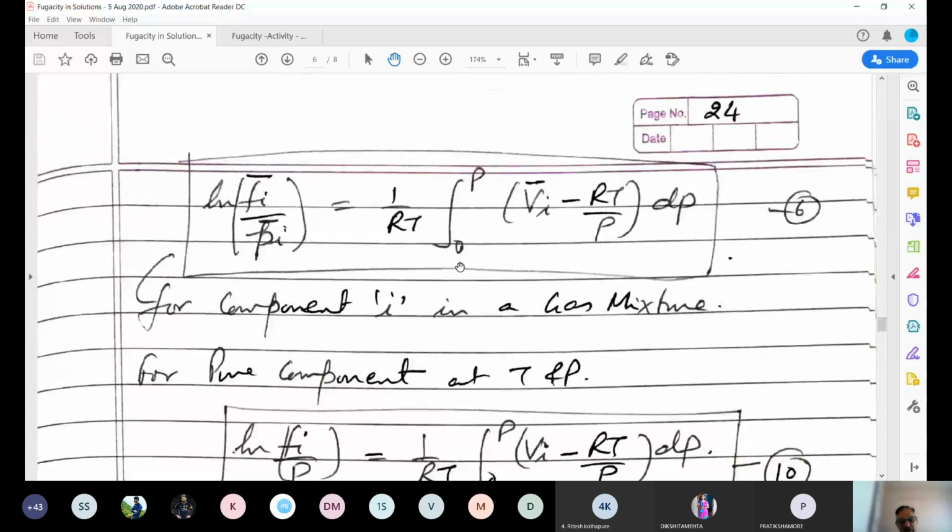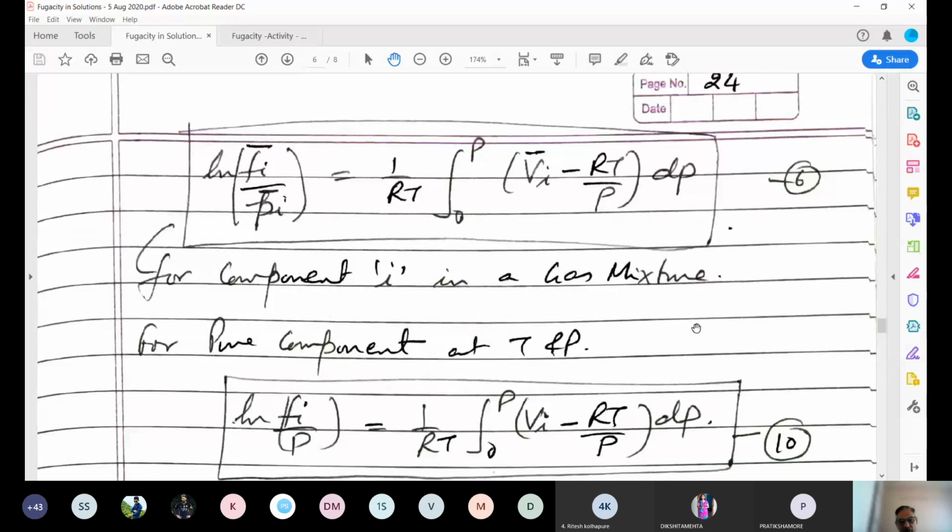Equation 6, we had given this: ln of Fi bar by Pi bar is equal to 1 upon RT integral 0 to P of Vi bar minus RT by P dP, for component i in the gaseous mixture. For a pure component, you can write similarly: ln Fi by P is equal to 1 upon RT integral 0 to P of Vi minus RT by P dP, with Vi instead of Vi bar.